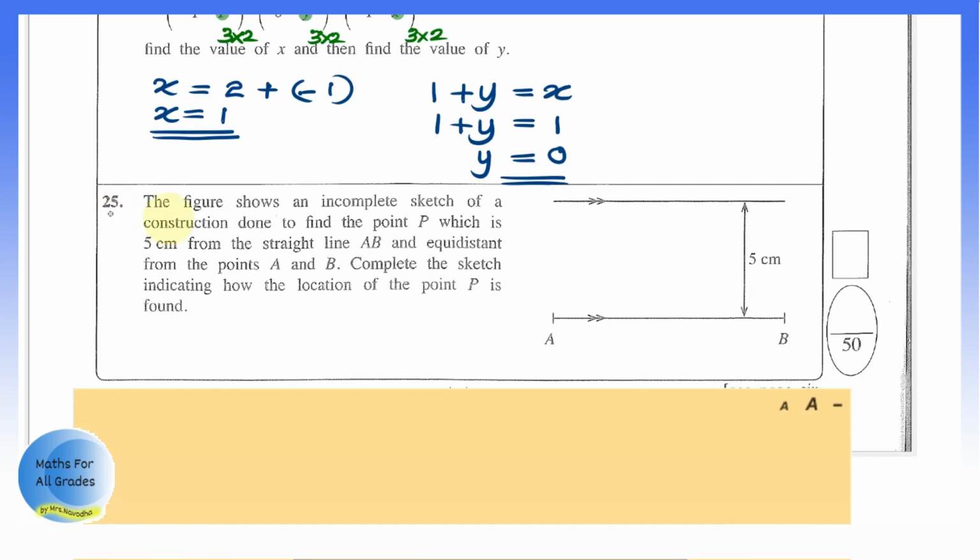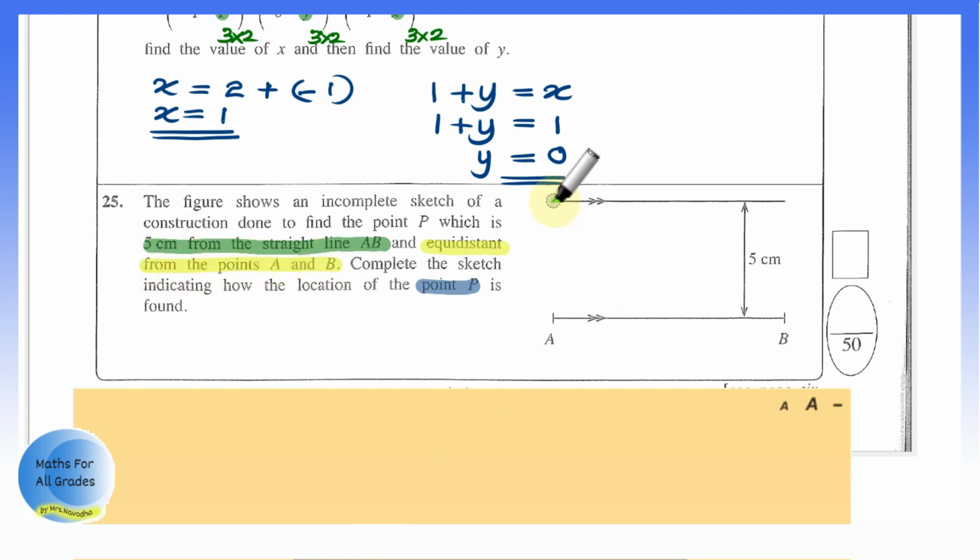Question number 25. The figure shows an incomplete sketch of a construction done to find the point P, which is 5 centimeters from the straight line AB and equidistant from the points A and B. Complete the sketch indicating how the location of the point P is found. To find point P, two conditions must be satisfied. One condition is point P is located 5 centimeters away from the straight line AB. And the other condition is that point P should be equidistant from points A and B.